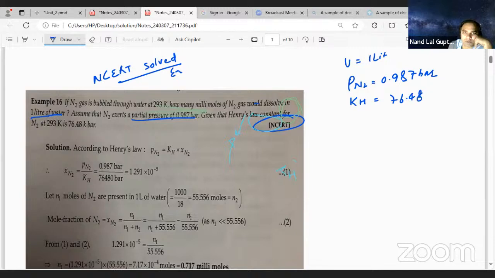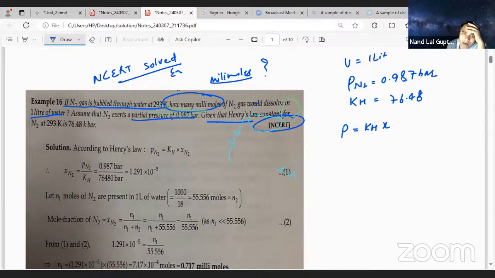76.48. Now, they are saying that the Henry constant is given. Assume this one, N2. What they are asking: if N2 gas is bubbled through water at 290 K, how many millimoles of N2 dissolve? Millimoles they are asking. What can you do here? You see here, P is equal to KH x.